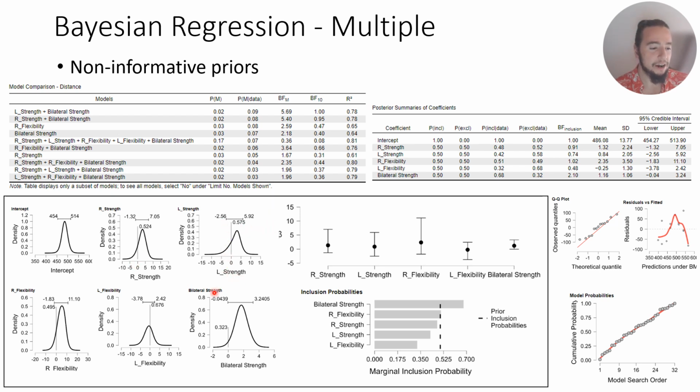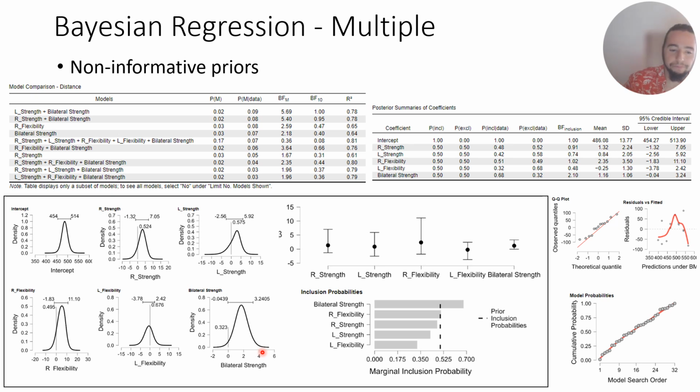As you can see here, left flexibility is overlapping with 0. It also happens with left strength and right strength. And yeah, kind of, also right flexibility. The only one that is definitely not overlapping with 0 is bilateral strength.